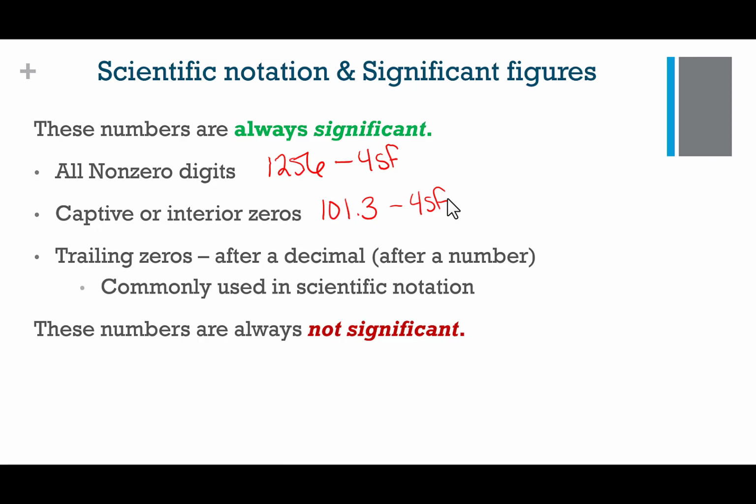Trailing zeros. So these are ones that students confuse quite often. Trailing zeros are going to be zeros after a decimal, after a number. So if I had a number like 3.0, this 0 is after a decimal, after a number, so it is in fact significant. So this would be 2 sig figs.